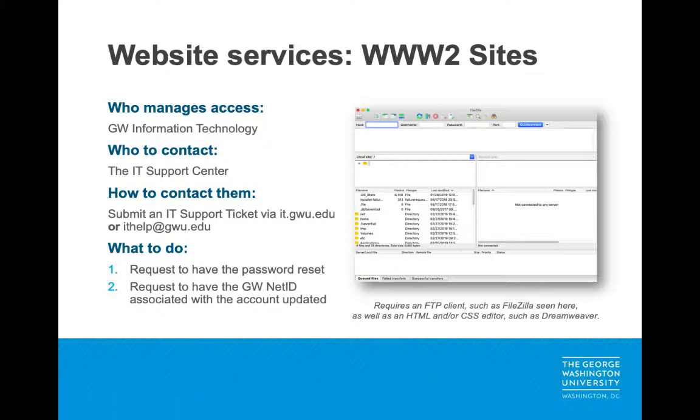You'll want to contact the IT Support Center, which you can do by going to it.gwu.edu and submitting a ticket. You can also send an email to ithelp@gwu.edu and submit a ticket that way. And then finally, you can also call them directly at 202-994-4948 and submit an IT support ticket that way.